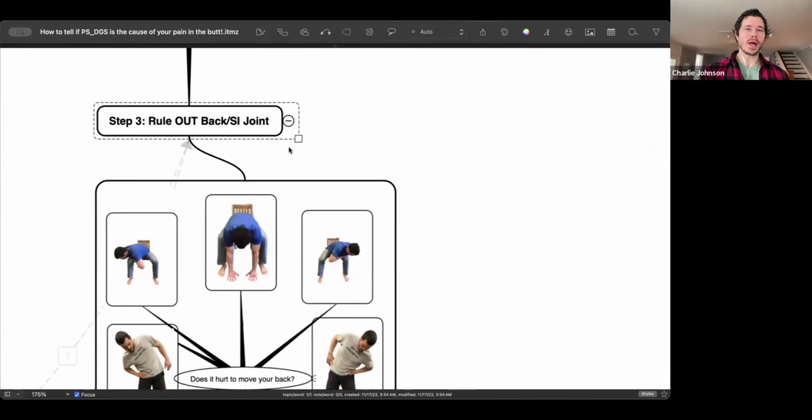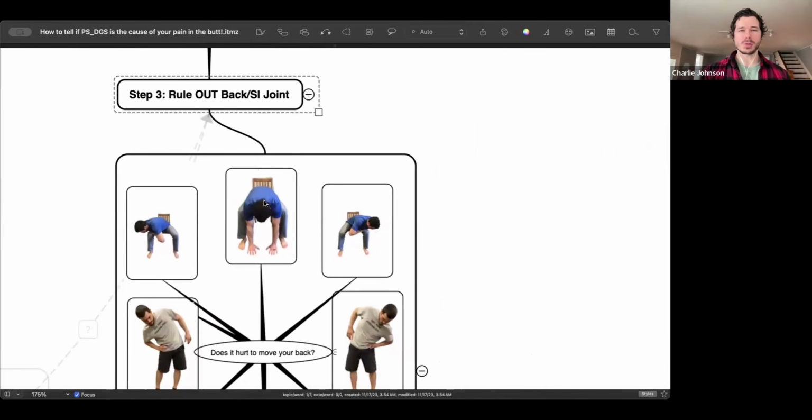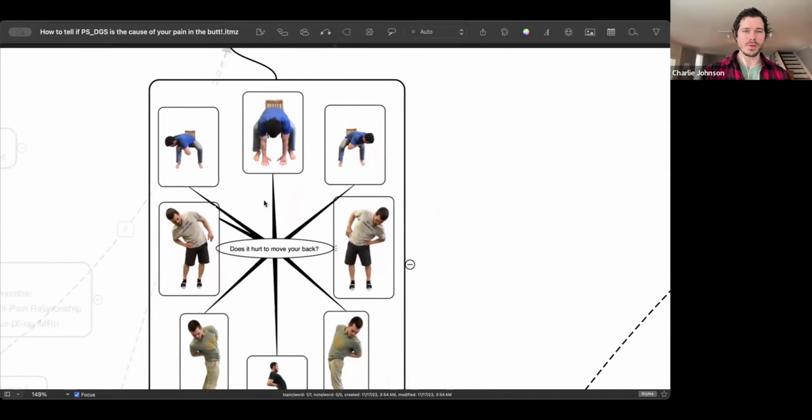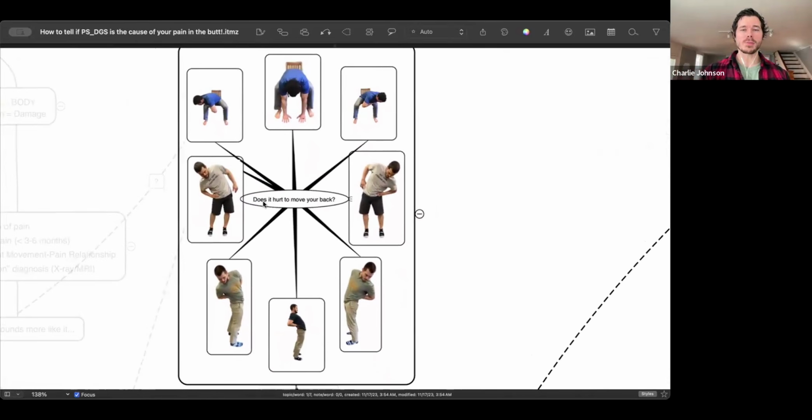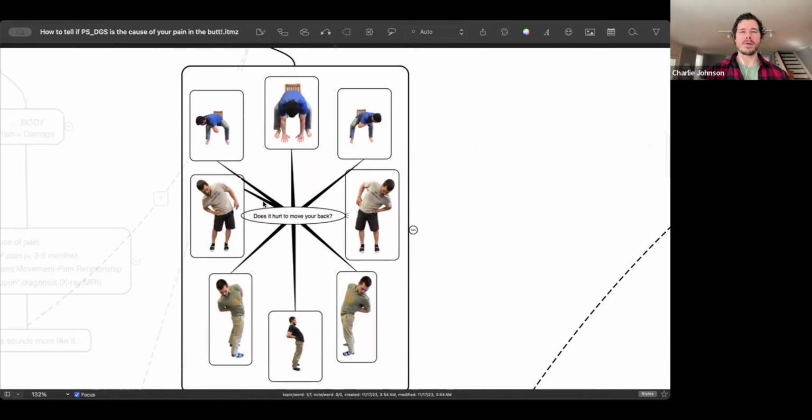Third step, rule out back and SI joint as the most likely source of your issue. In order to do this, we can just move the back in multiple different directions. You would be surprised by how many people have a pain in their butt, but they say, I don't have any back pain, therefore, Charlie, it can't be my back. It could be your back. Let's move your back and see if it reproduces the pain in your buttock or changes it. You can see sort of like a clock here. You can go forward, backwards, right, left, and in multiple in-between directions. So let's do it.